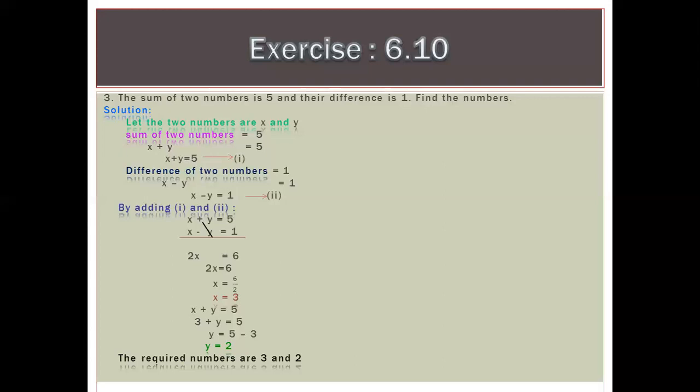And in the question, it is the sum of two numbers. So when we add 3 and 2, we get 5. It means that our values x and y, they both are correct. One number is 3 and the other number is 2. When we add them, our answer becomes 5.